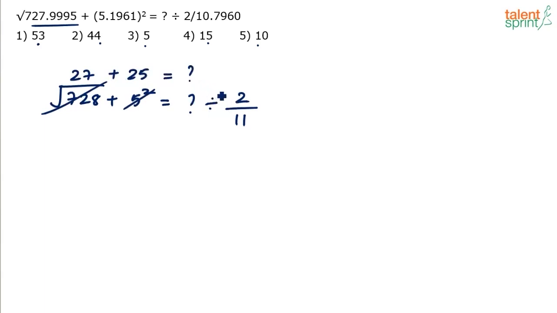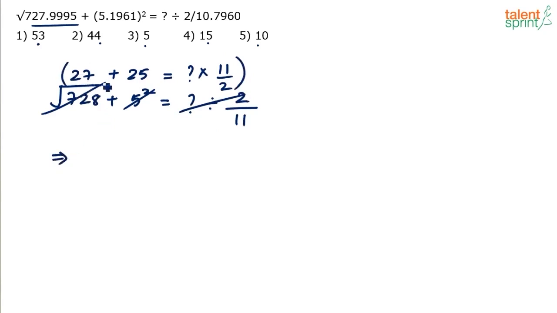Now we have learned in simplifications, when you have division followed by a fraction, easier way to deal with it is convert this division to multiplication and reciprocate the fraction. So 2 by 11 becomes 11 by 2. Right? So the question now boils down to 27 plus 25 is equal to question mark into 11 by 2. It was question mark divided by 2 by 11. It has been changed to question mark into 11 by 2. We have learned this in simplifications. You can refer to those videos for more details.